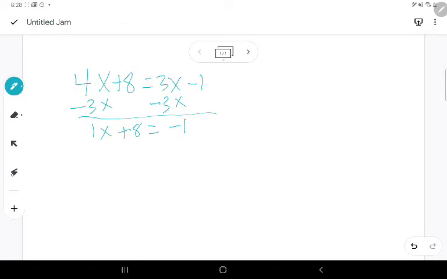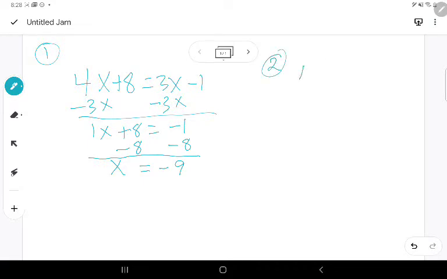Now, remember I do any adding or subtracting before I multiply or divide. So I would subtract 8 because that's the opposite operation of positive 8. That's 0, so that leaves me with x equals negative 9. And that is the answer to number 1. Okay? Number 2.